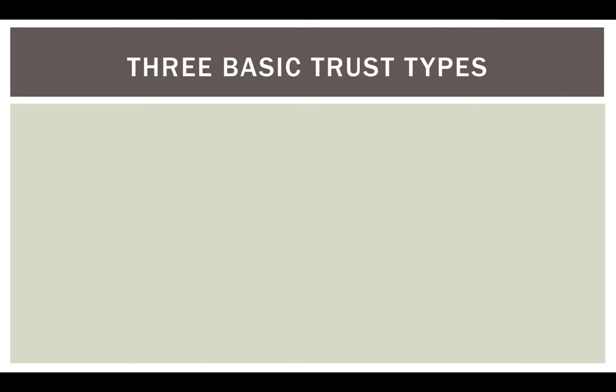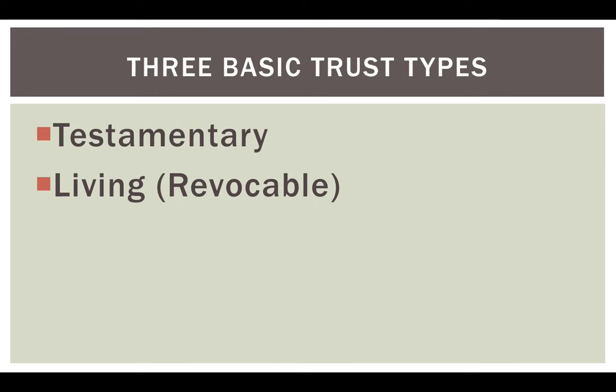There are three basic trust types or families that I'm going to talk about today. Most trusts fall under either the testamentary category, so that's something in your will. There are also living or revocable trusts, depending on how you want to pronounce it. And then there are irrevocable trusts.